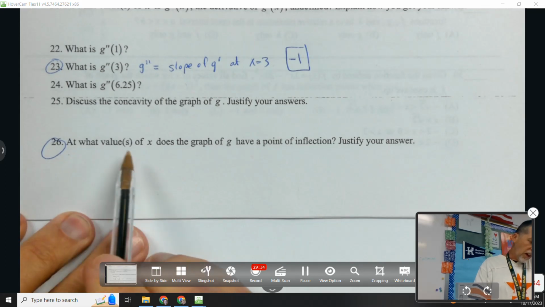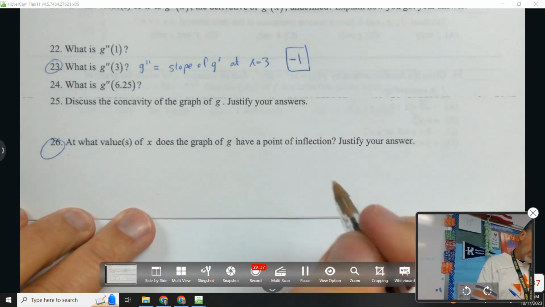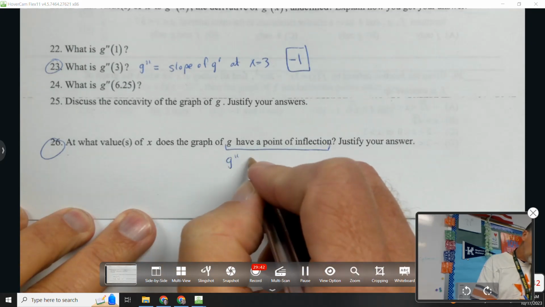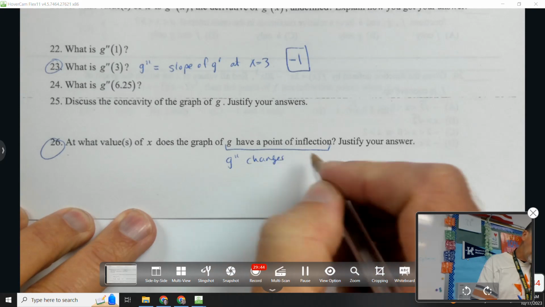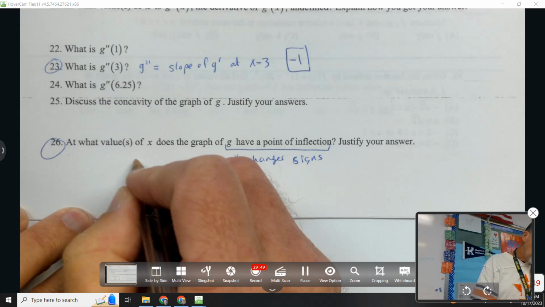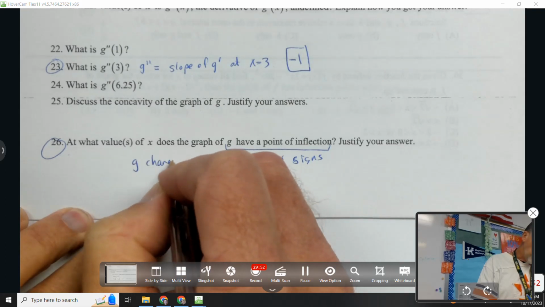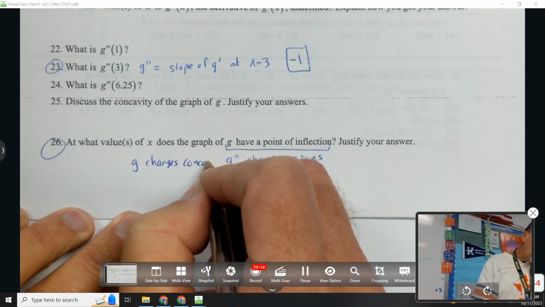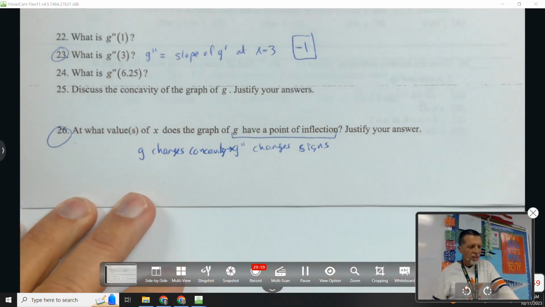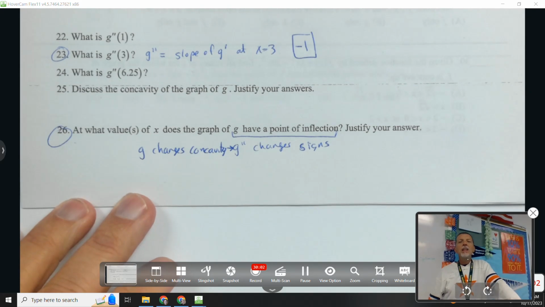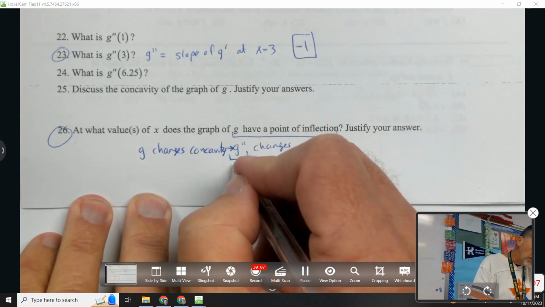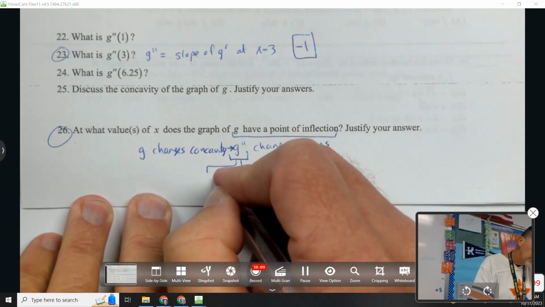Number 26. At what values of x does the graph of g have a point of inflection? That would be where g double prime changes signs. Let me back up. Point of inflection is where g changes concavity, and that's where g double prime changes signs. But I don't have g double prime, so what's another way to say g double prime? Slope of g prime.